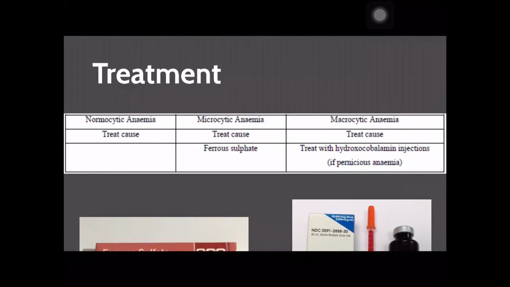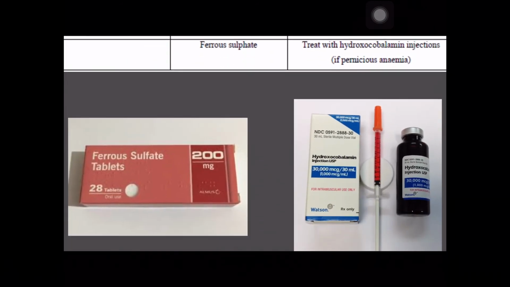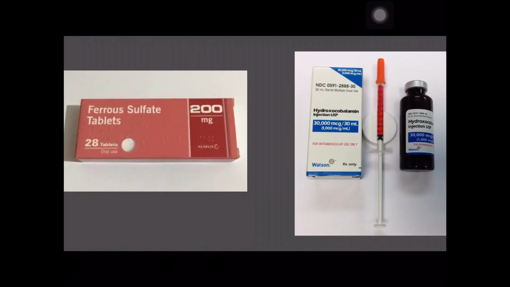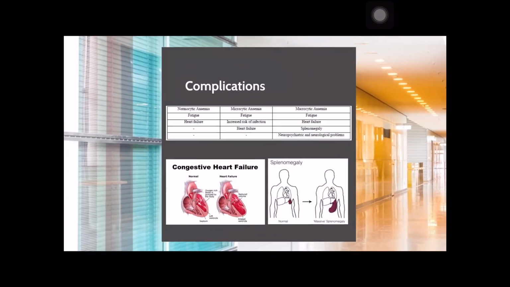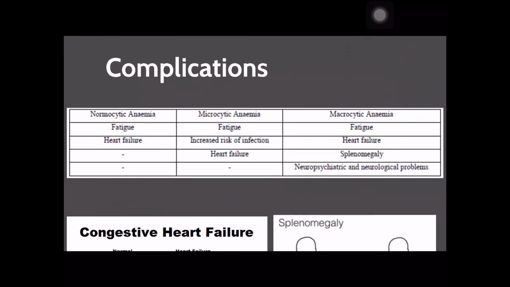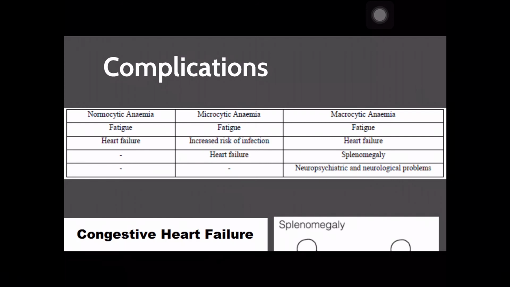All underlying causes should be treated first in order to treat any kind of anemia. After treating the underlying cause, ferrous sulfate can be given in microcytic anemia and hydroxocobalamin injection can be given in macrocytic anemia. Move on to the complications of anemia. Patients are more commonly complicated by fatigue and heart failure.